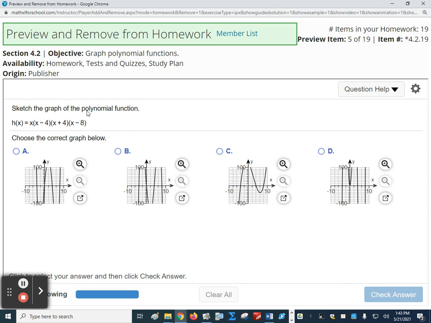Everybody see that? If I expanded it out, which I'm not going to do, the leading term would be 1x to the 4th, if I multiplied it all out. Give me thumbs on that. That's all we need to know. So the leading term would be positive x to the 4th. So it's positive even, right? It's got to be up on both right and left. End behavior is both positive, okay?